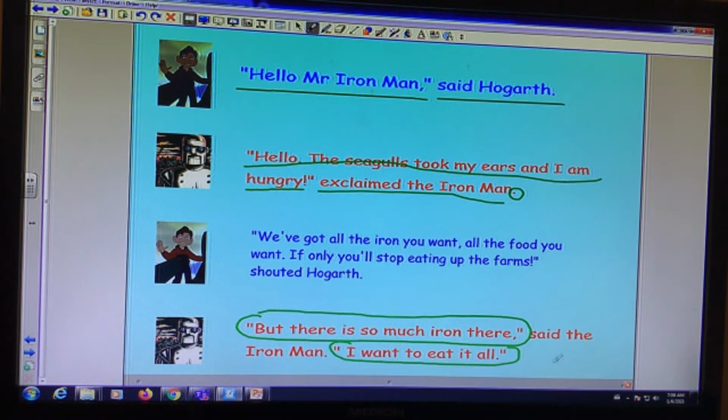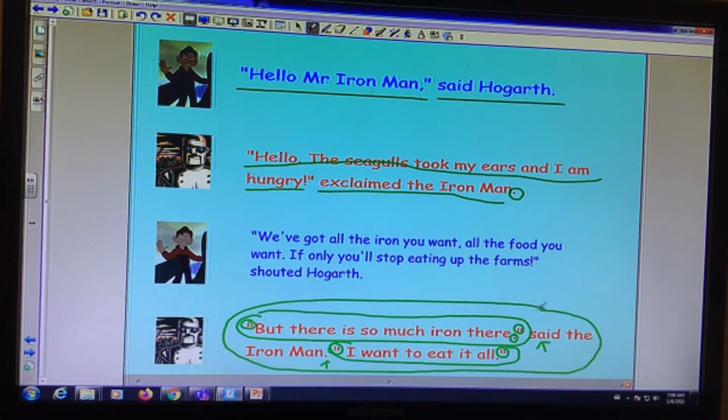All right, so here, look, but there is so much iron there, comma, as we said before, we've got our closing speech marks, we've got our opening speech marks, we've got said the Iron Man, we've got a full stop now to show that it's the end of our first sentence. Then the speech carries on. It's got another opening speech mark. I want to eat it all, full stop, and then another speech mark there. The author here hasn't said the Iron Man again, because the reader should know it's the same character talking. It's carried on. Okay, there's not a new line.